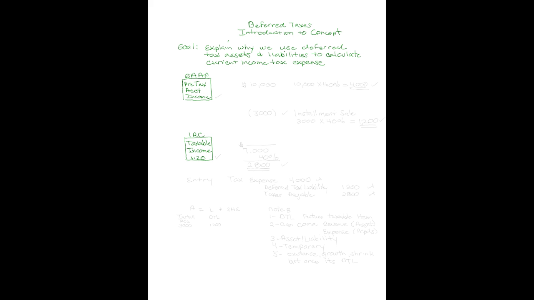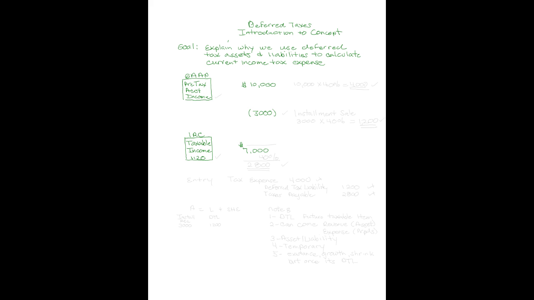Given that we're using a different set of rules, it's no surprise that accounting income could very well be different than taxable income. In my example, I'm saying our accounting income before taxes is $10,000, but when we compute our taxable income, it comes out to be $7,000. As you can see, there's a $3,000 difference.